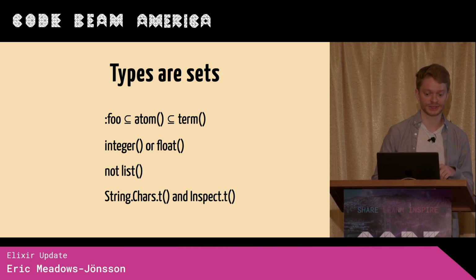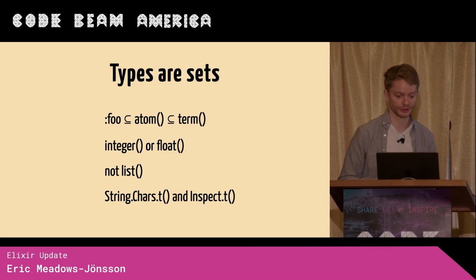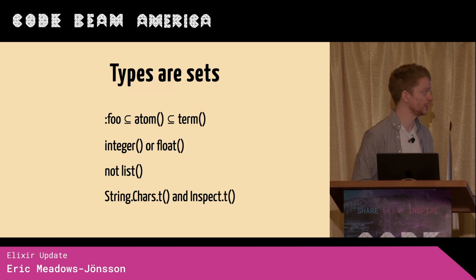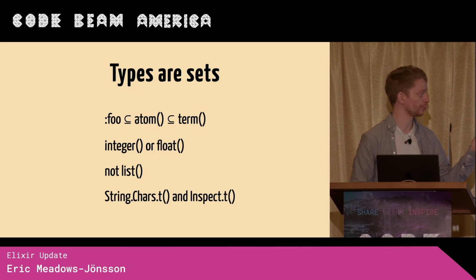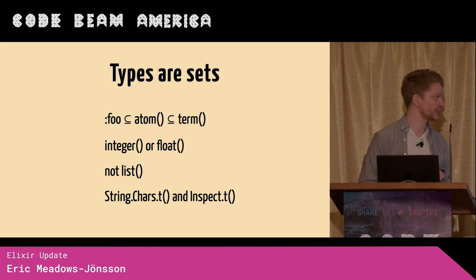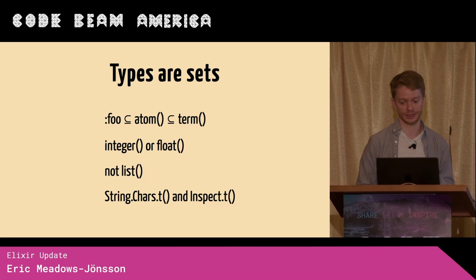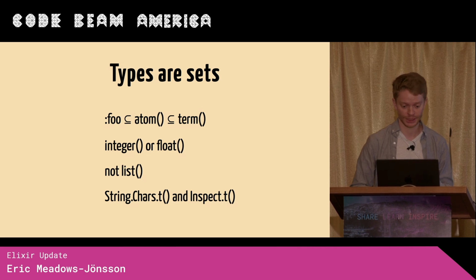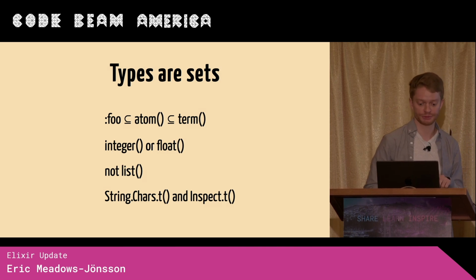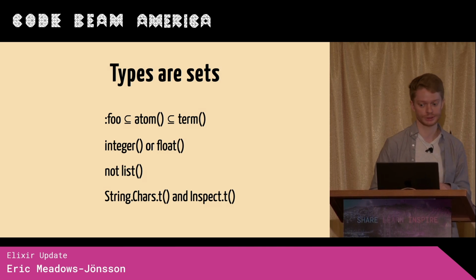So for example, we can say that we want a function that takes a parameter, and we want to both do string interpolation and inspect this parameter. So we can say that we want a type that is the intersection of the String.Chars and the Inspect protocols. And another thing we can do with intersection types is express the type for functions with multiple clauses as well.